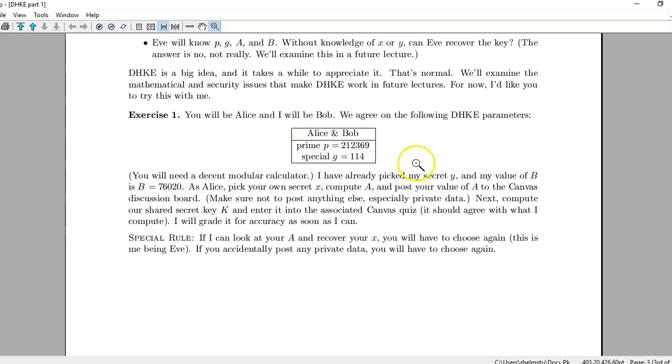I would like you to pick your own secret X because you're Alice, compute your A value, and post your value of A to make it public. The whole point is that A can be public, so post it out loud to the Canvas discussion board for this handout. All right, don't post anything else. Don't post your X. Don't post our key, but post your value of A. Then I want you to walk away and compute what you think our key is and put it in the Canvas quiz, and I'll grade it as soon as I can. Okay? So try it out, see how it goes. If you have any questions, post them.